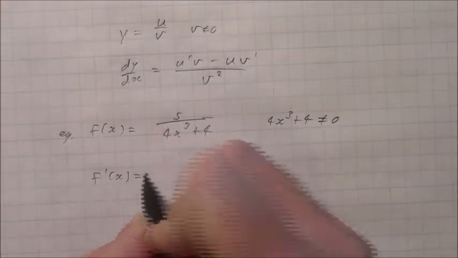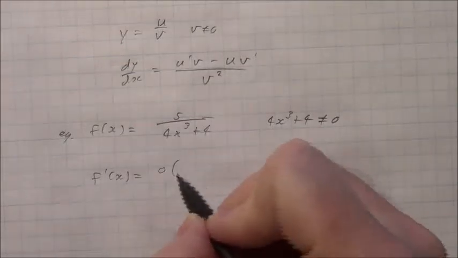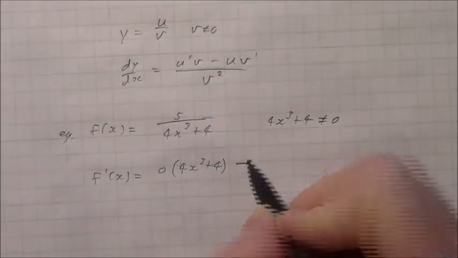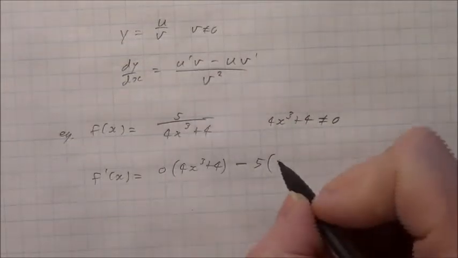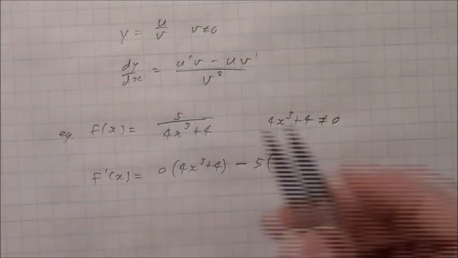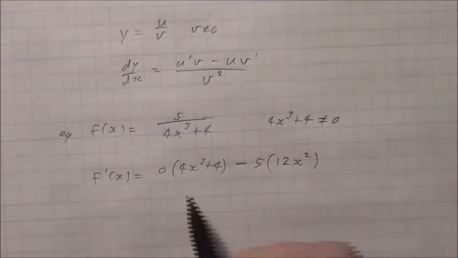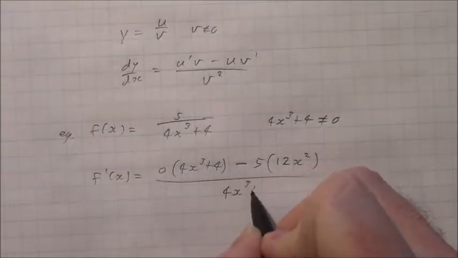So when I take the derivative here, I take the derivative of the numerator first. That gives me 0. And I multiply that by the denominator. Then I subtract the numerator multiplied by the derivative of the denominator, and 4x cubed, the derivative of that is going to be 12x squared, and that's going to be all over the denominator squared.